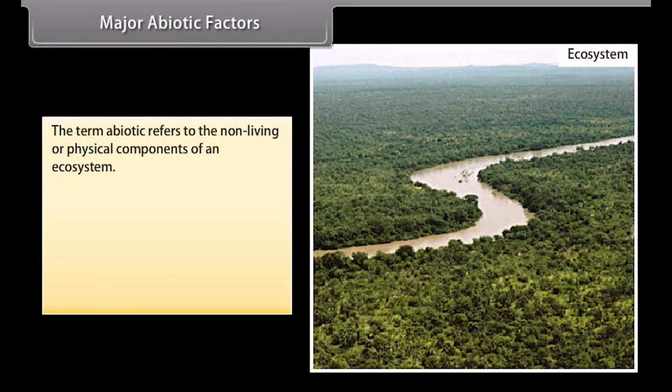Major abiotic factors. The term abiotic refers to the non-living or physical components of an ecosystem. These are temperature, water, light, soil.